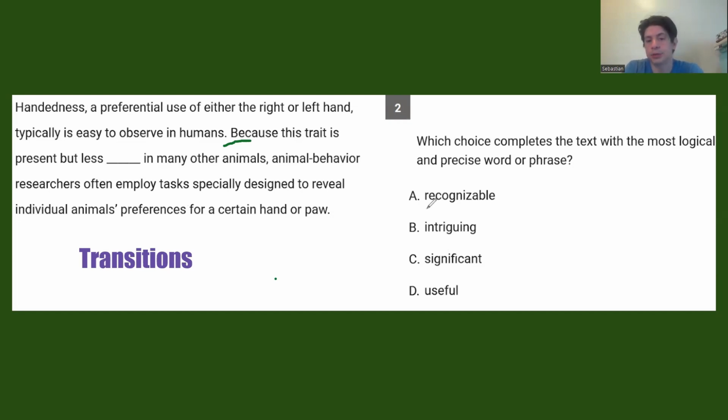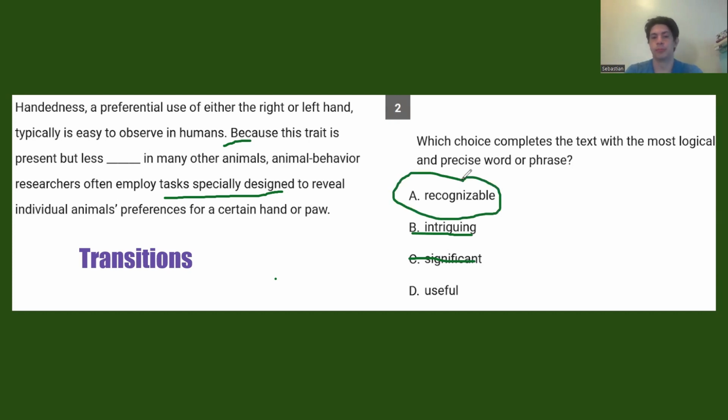And then let's see our choices: recognizable, intriguing, significant, or useful. They're doing tasks specifically designed to reveal. So they're working hard to reveal this aspect, right? If it was easily recognizable, it could be. But if it's less intriguing, they're still interested in it, so that one doesn't make sense. If it's less significant, they might not use it either. Less useful seems less related. But if it's less recognizable, then they have to develop these tasks to be able to see it. Otherwise, if it was as recognizable, it'd be pretty obvious, right?